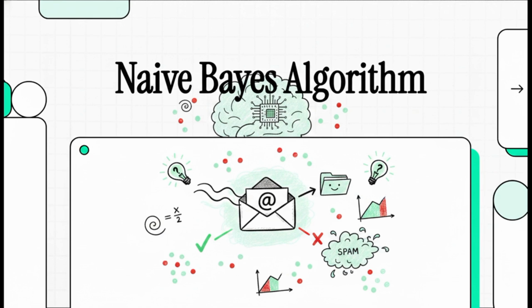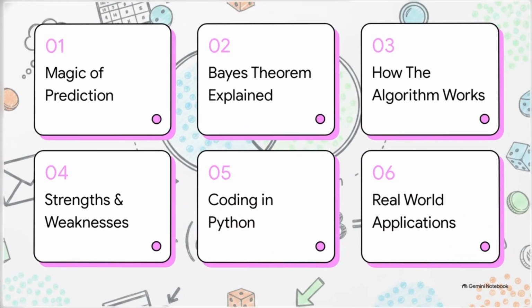We're taking a journey from absolute zero to machine learning mastery by exploring the naive Bayes algorithm. It is honestly one of the oldest, simplest, and most surprisingly powerful algorithms in the entire world of machine learning. Here's our roadmap for today.